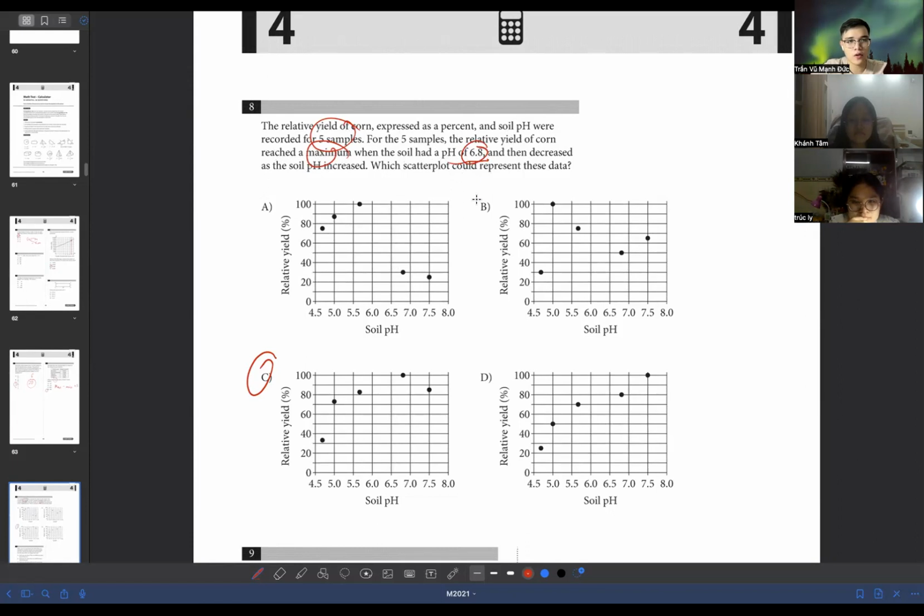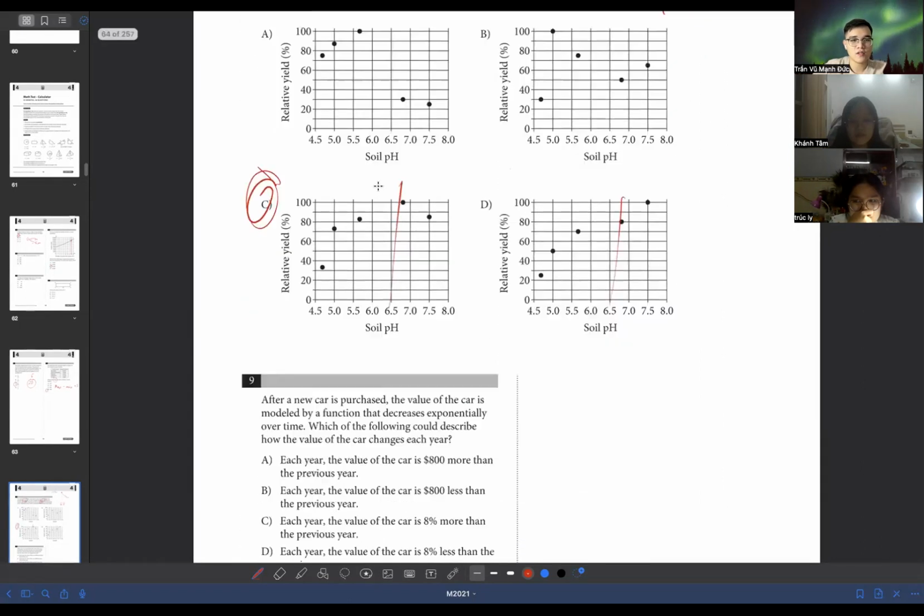So firstly, we have 6.8. The yield would be maximum there, then decrease as the pH increased. So it will have a shape like this: reach the maximum, and then decrease. All right, so this is 100. Let's check the 5 samples, relative yield of corn at 6.8. I think there's just one answer, C, 6.8. A bit easier than I expected. Okay, very good, you two.